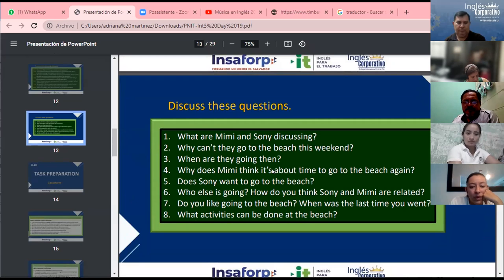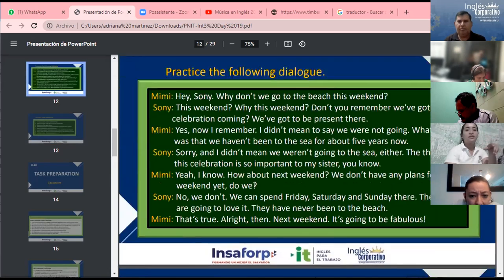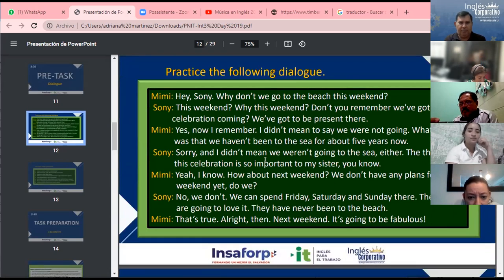What are Mimi and Sonny discussing? Going to the beach. They are discussing about the vacation and the beach. Yes. Why can't they go to the beach this weekend? They can't go because the sister of Mimi has a celebration. Yes. It's the sister of Sonny. And Sonny doesn't remember. And this weekend is the activity with Mimi.